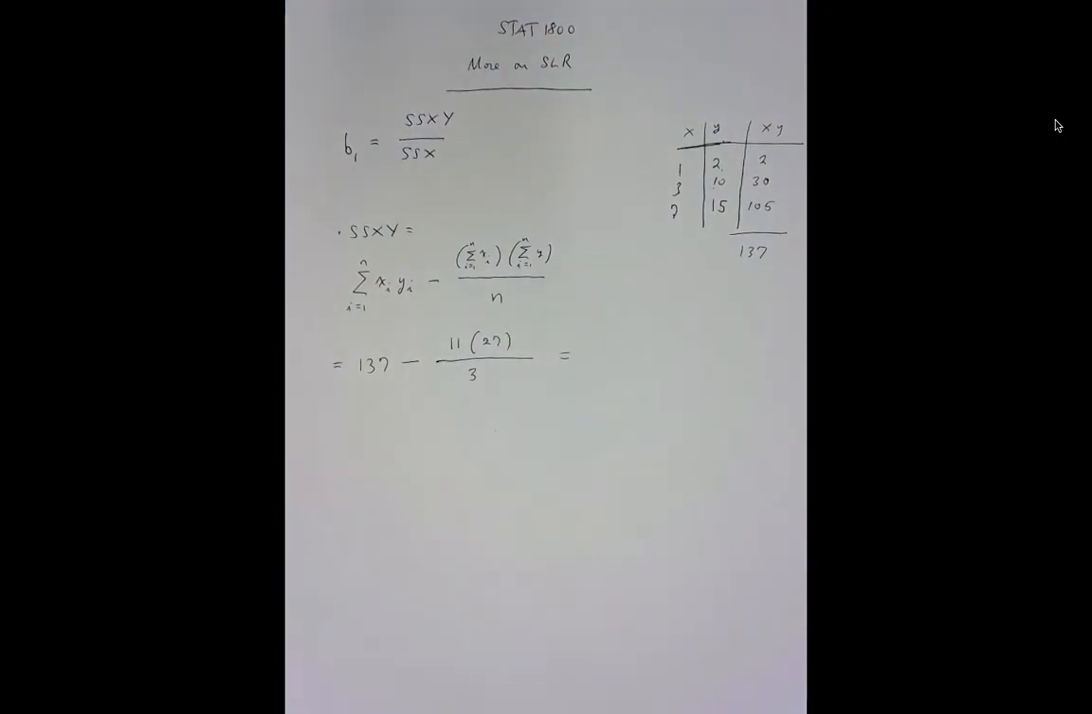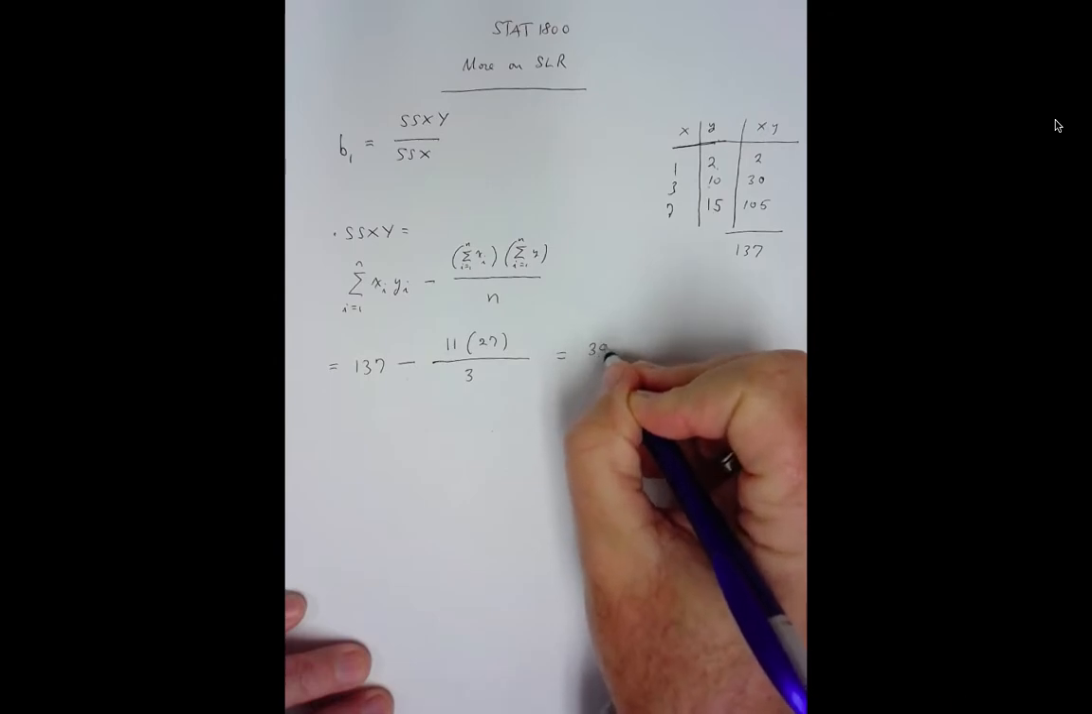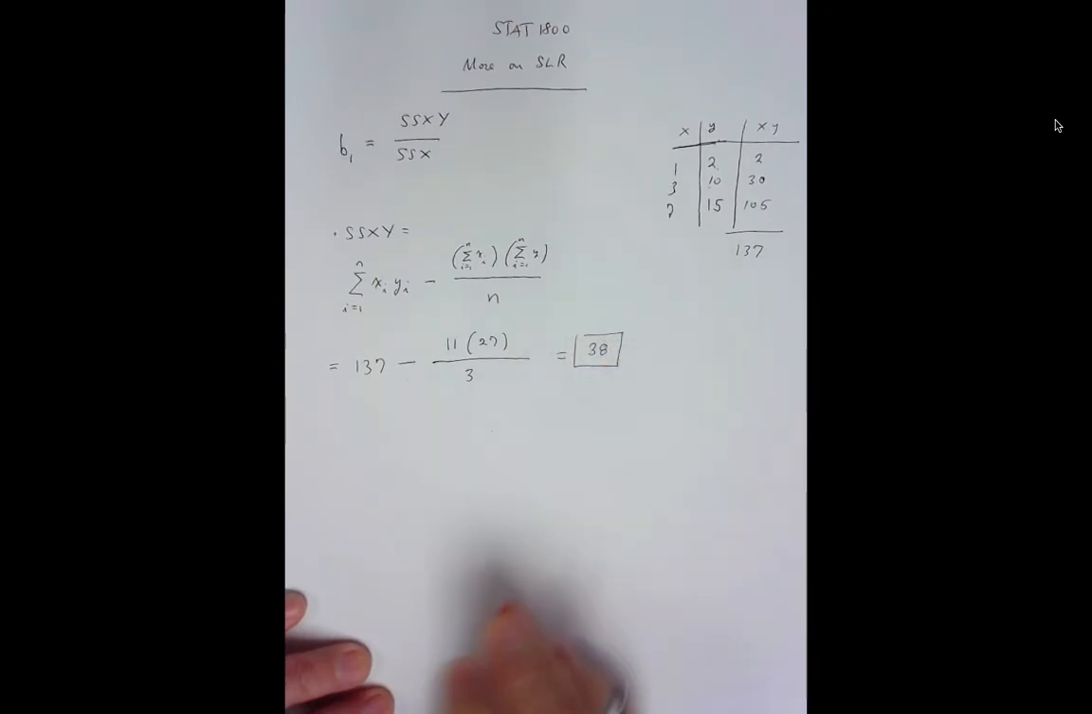So guys, put that in your calculator. That's the beauty of a small data set. And so we get 137 minus 11 times 27 divided by 3. So I get 38. All right, keep that on the back burner.